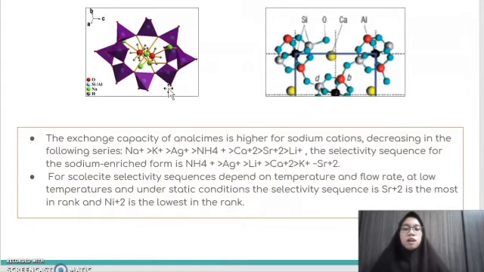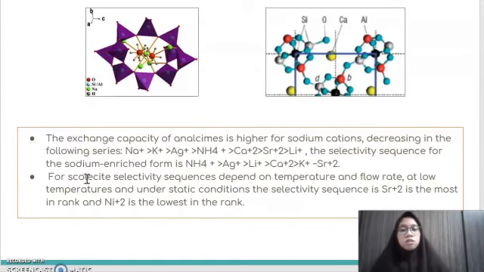Okay, this is about enzyme and also scolecite. For the exchange capacity, enzyme is higher for sodium. So this is the series: the highest is Na and the lowest is Li. For the selectivity sequence, the ammonium ion is the highest and the lowest are K and also Sr2 plus.